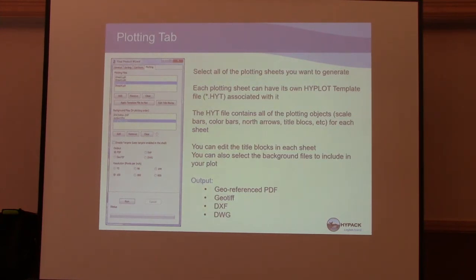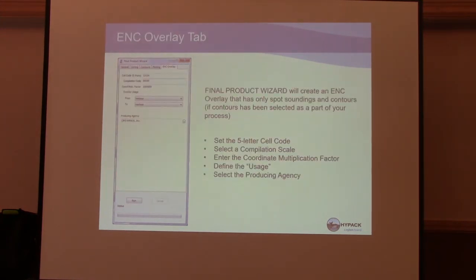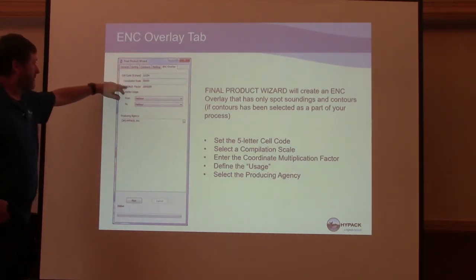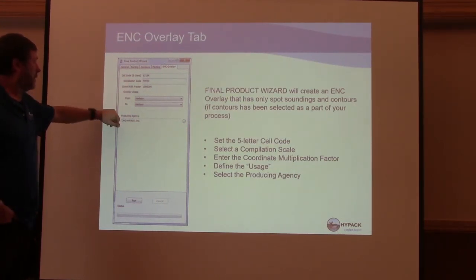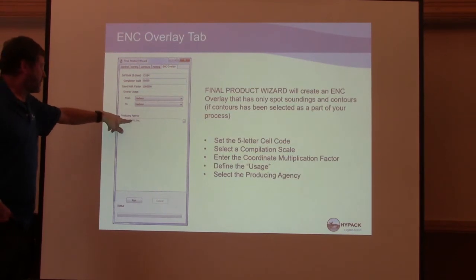Okay. If you choose to do the ENC overlays, it has the scale multiplier over here, the cell code, overlay usage, and also the product agency.